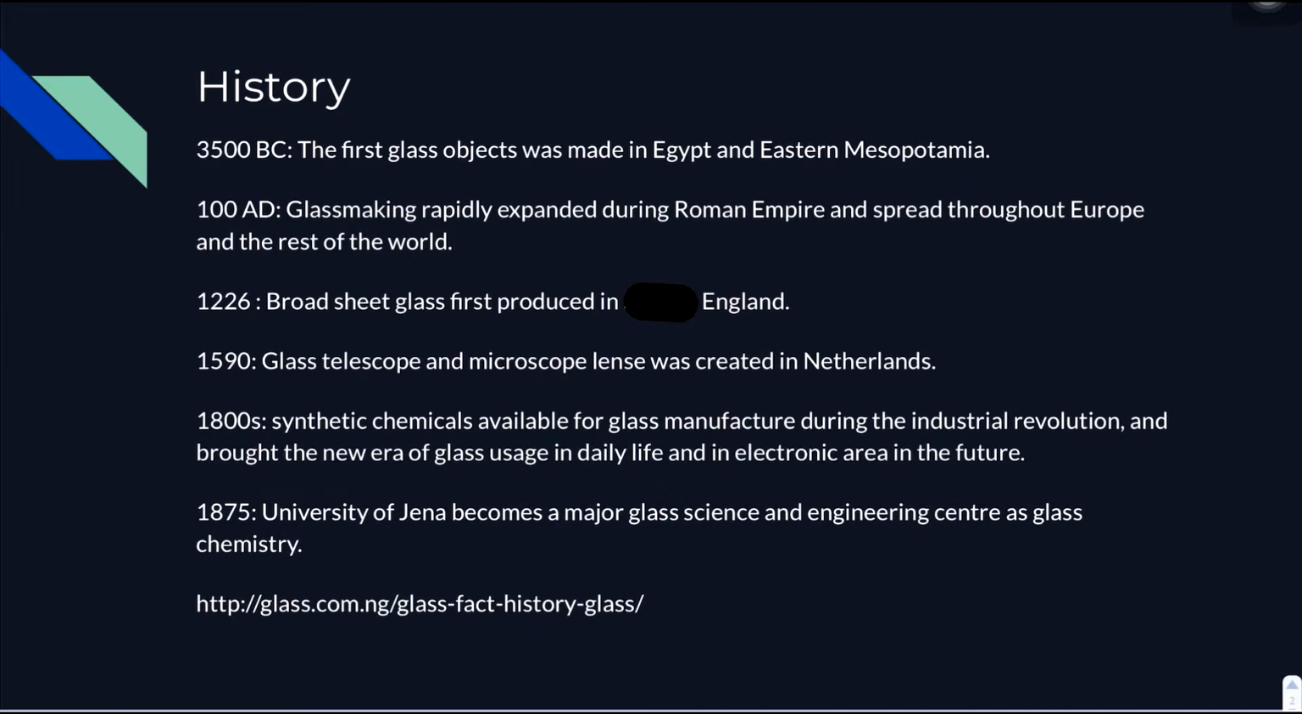In the 1800s, synthetic chemicals available for glass manufacture during the Industrial Revolution brought a new era of glass usage into daily life and into electronics in the near future. At this time, the most common type of glass created was called silicon dioxide glass and is a non-crystalline form of this mineral. By melting silica-based sand, you can create this by human means.